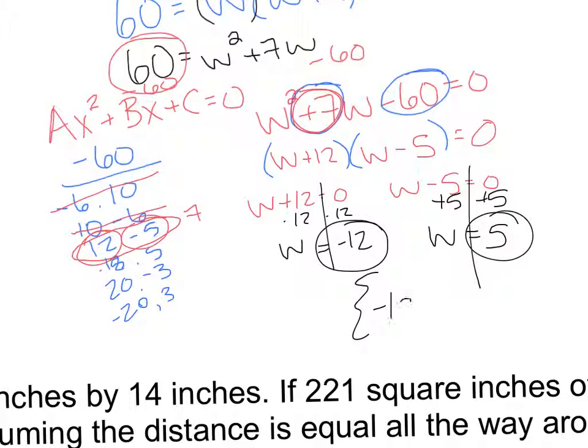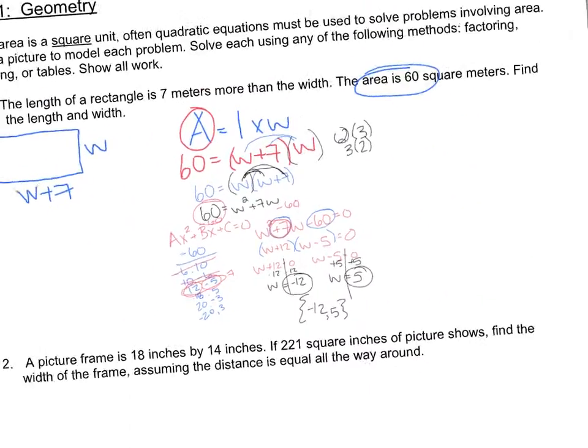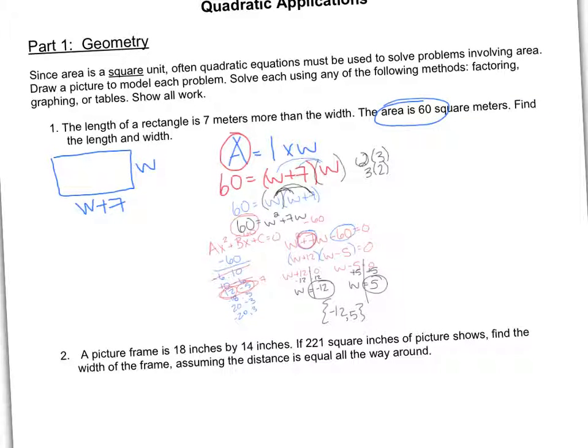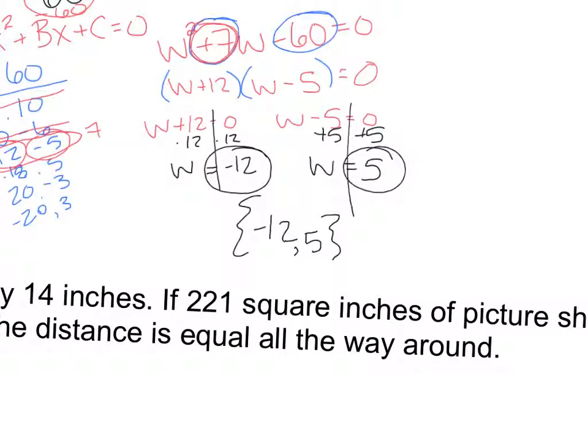So in the past, we would just write our answer like that with the brackets, and we'd be all done. The difference with today versus in the past is this is an actual application problem. So I have to think about the original question. The original question is we're finding the length and the width. Is there any way I could have a width that's -12 on a square or a rectangle? Absolutely not.